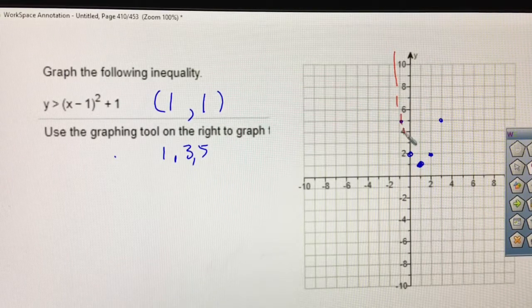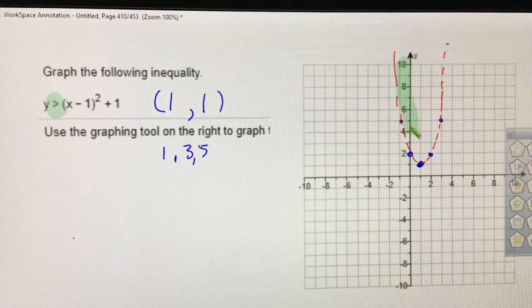Well, it's a dashed line. I don't know if we noticed that, but it's a dashed line because there's no line under that inequality. And now it says greater than. If it says greater than, that means I go greater than the vertex. If it were less than, I would go below the vertex. But because it's greater than, I'm going to go above the vertex and shade that zone.